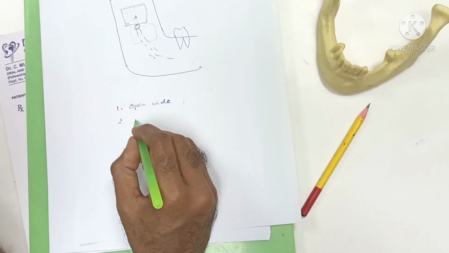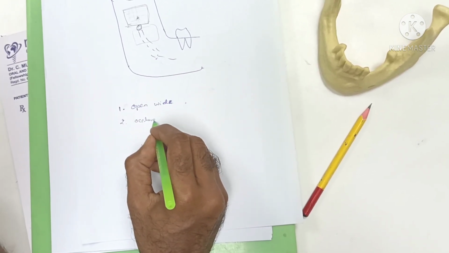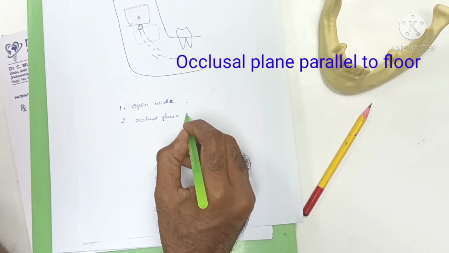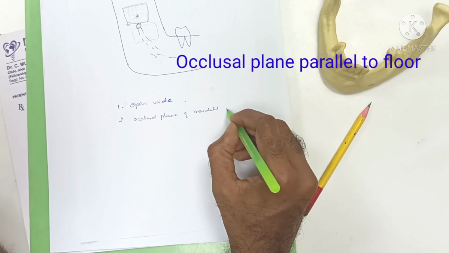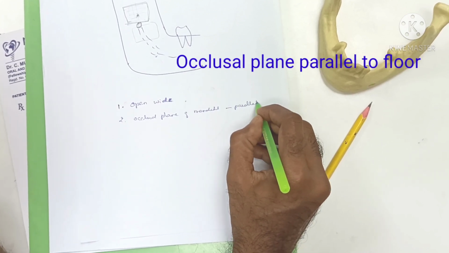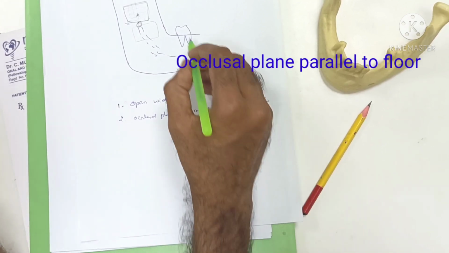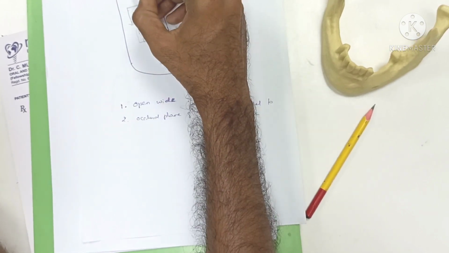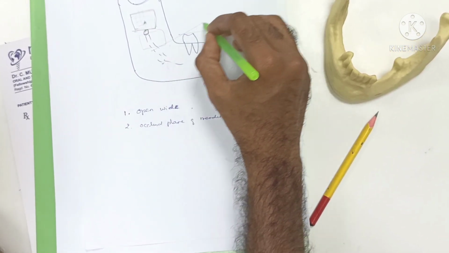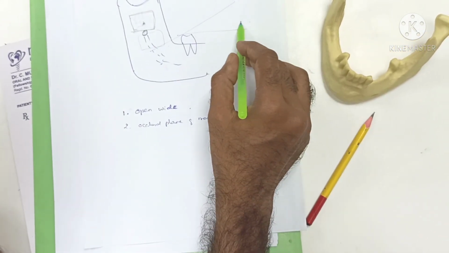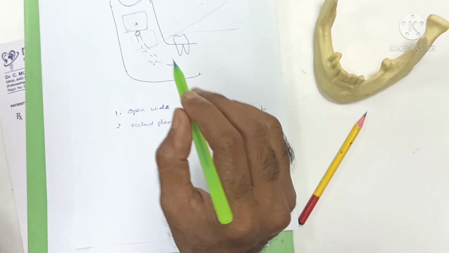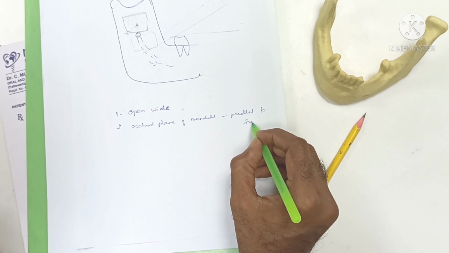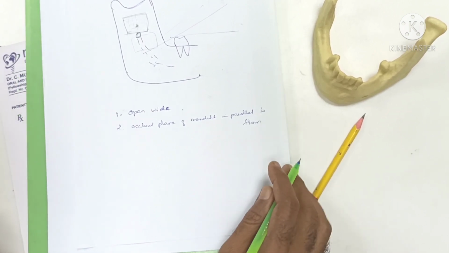The second thing is, the occlusal plane of the mandible should be parallel to the floor. In case the occlusal plane is not parallel, then our injection angle is not correct and we tend to inject below the foramen. So, parallel to the floor.